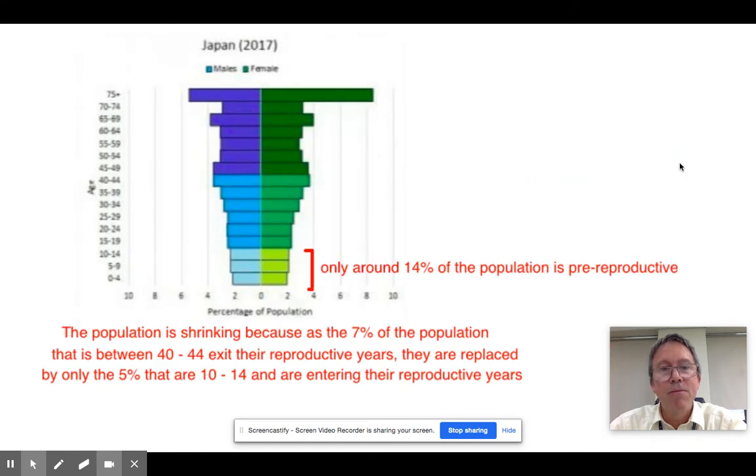But look what can happen. Sometimes we get ones like in Japan and a lot of other developed countries where the bottom is smaller than the top. And what that means is there's been a change in people's reproductive habits. They have fewer babies now. Korea is like this. Here, 14% of the population is pre-reproductive, and a significantly higher share is in the reproductive years. Now look what happens here. 7% of the population is going to transition into being non-reproductive, and they'll be replaced by a mere 5% of the population. So clearly that's going to make them shrink over time. It's pretty simple to analyze these.